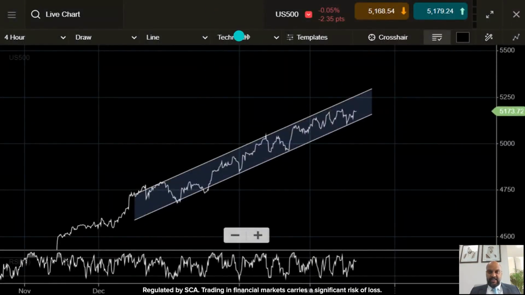Now, this is again US 500. I'm looking at a time frame of 4 hours. So in this case, I'm looking at a line chart. So basically, every dot is the closing price of every 4 hours historically. Right now, we are looking at the price moving upward. So you see the support.